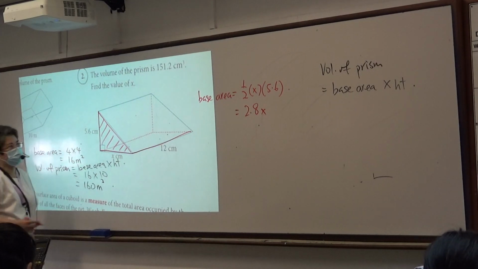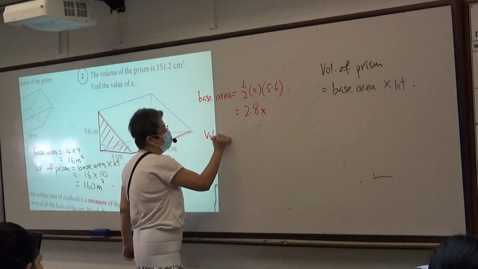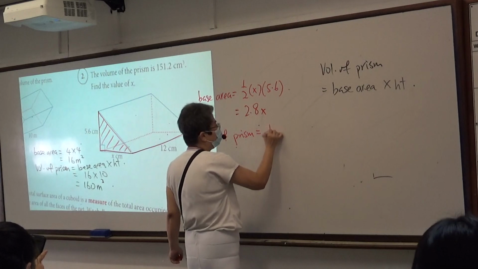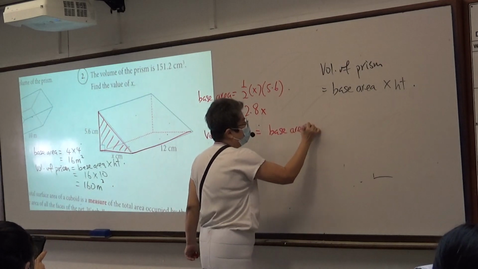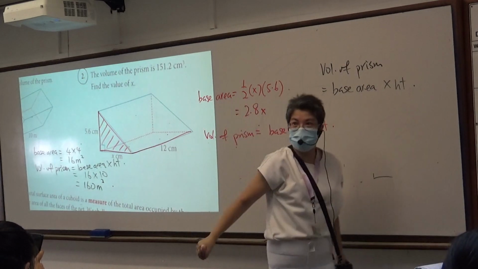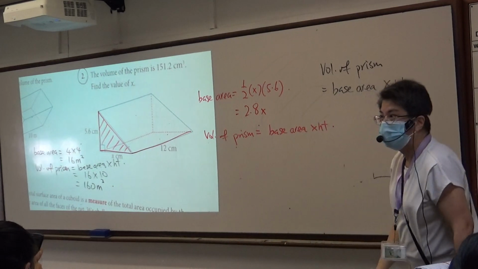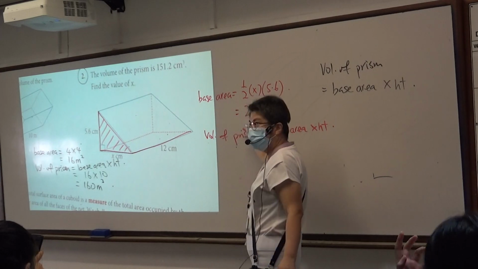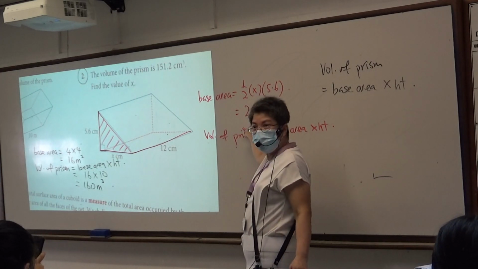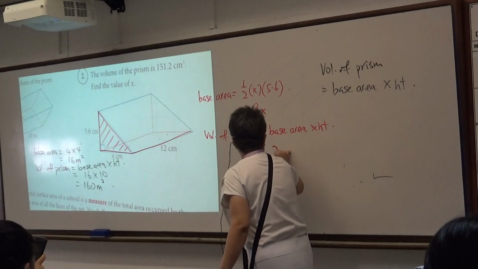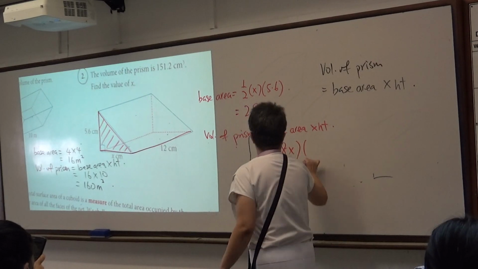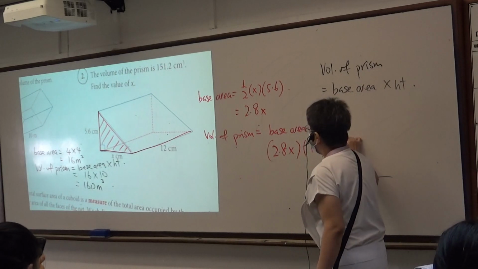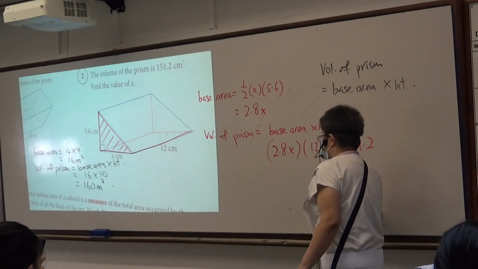Find the value of x. So the volume of prism is base area times height. Agree? Correct? Okay. Now, do you agree this is my base area? So I will have 2.8x. What's the height? 12. This must give me 151.2, right?